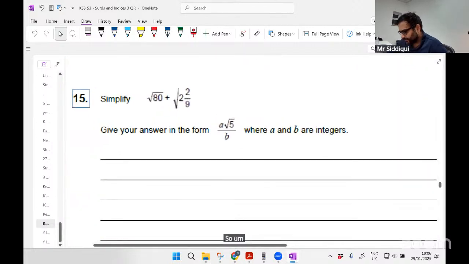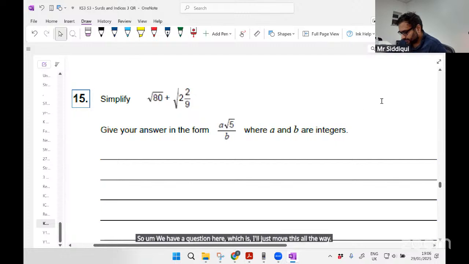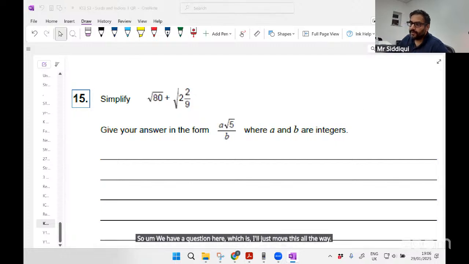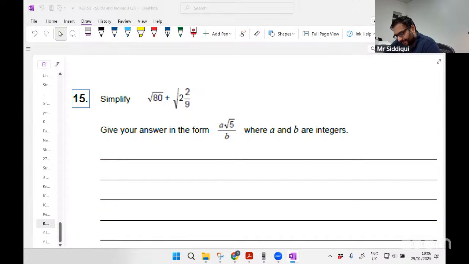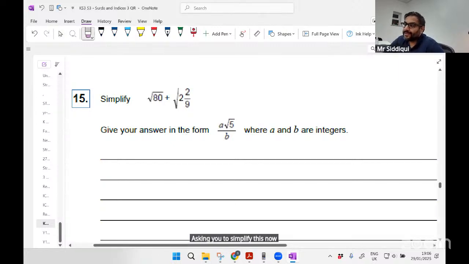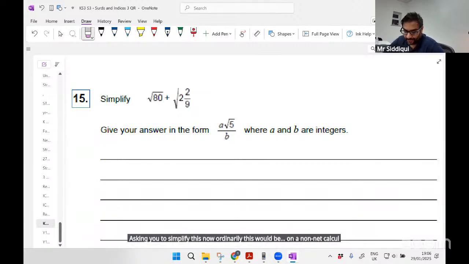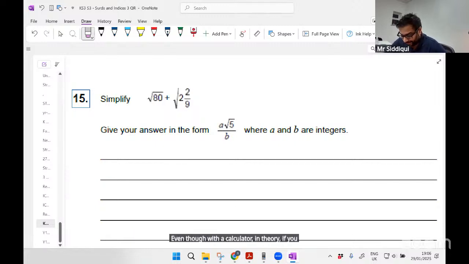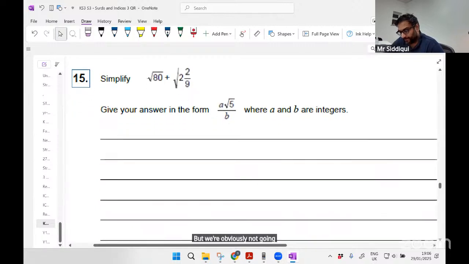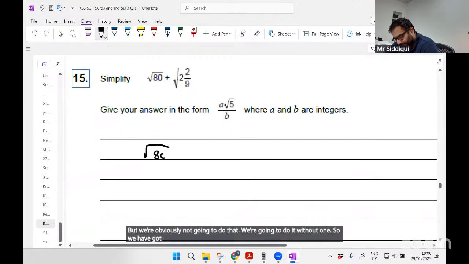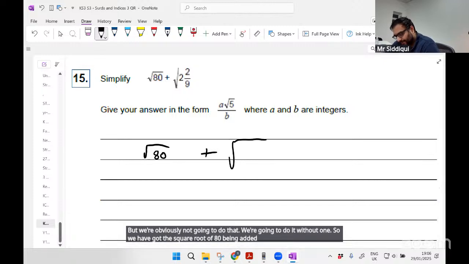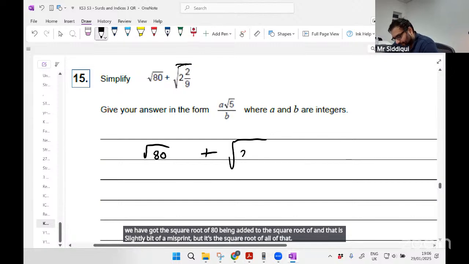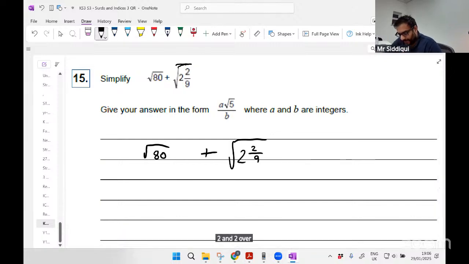So, we have a question here, asking you to simplify this. Now, ordinarily, this would be on a non-calculator paper, just to warn you. Even though with a calculator, in theory, if you type this in, you would actually get straight to the answer. But we're obviously not going to do that. We're going to do it without one. So we have got the square root of 80 being added to the square root of, and that is a slight misprint, but it's the square root of all of that, 2 and 2 over 9. Okay, let's deal with this first.